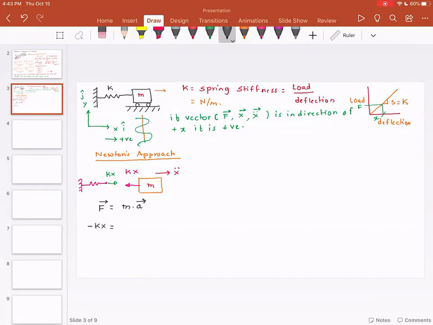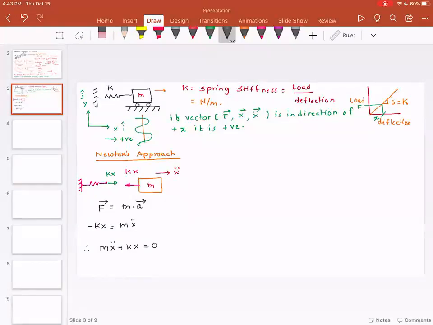And then I have mass. Mass is a scalar quantity, so it doesn't matter. And the acceleration is towards the positive right hand side, which is in the same direction as x shown in the figure. So the differential equation that I have is mx double dot plus kx is equal to 0.